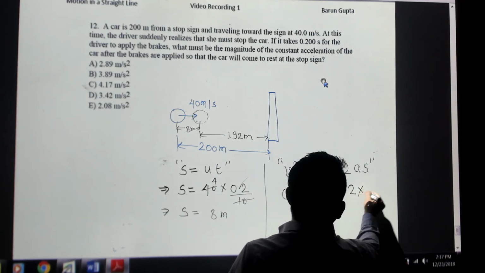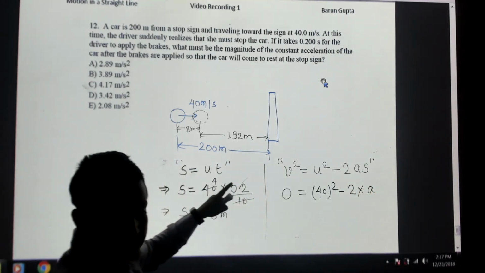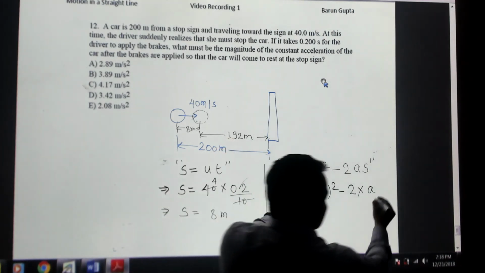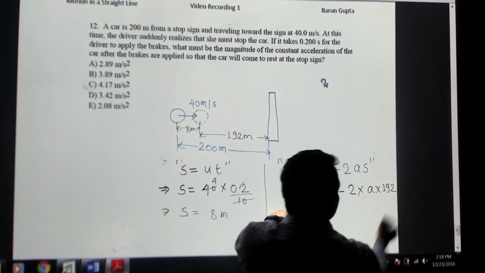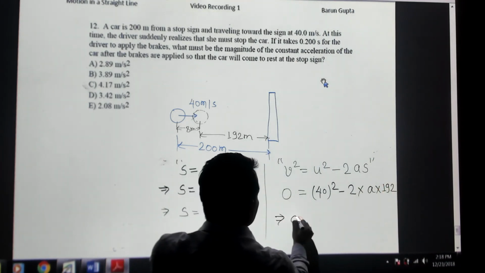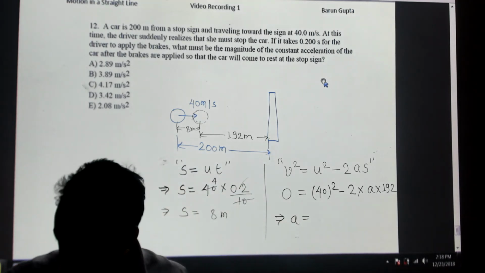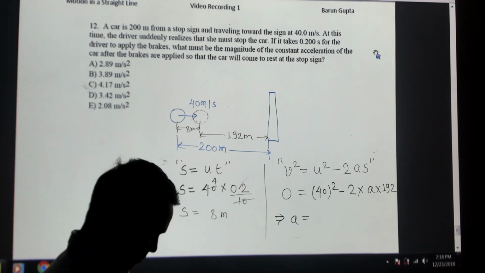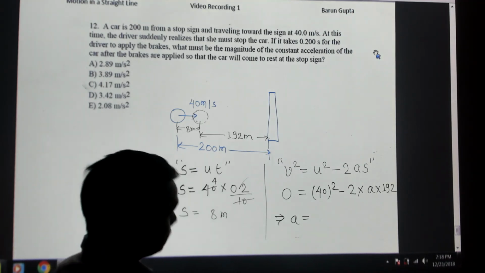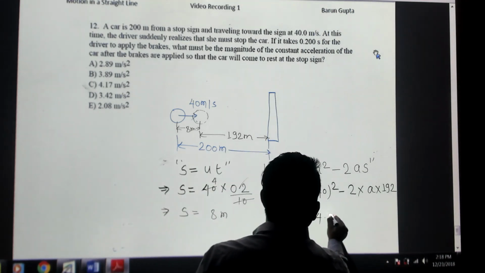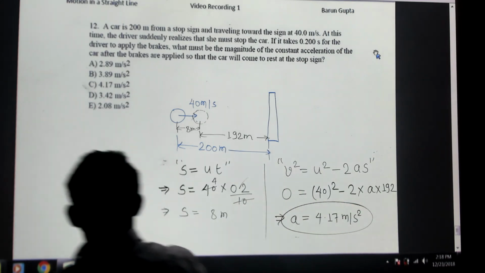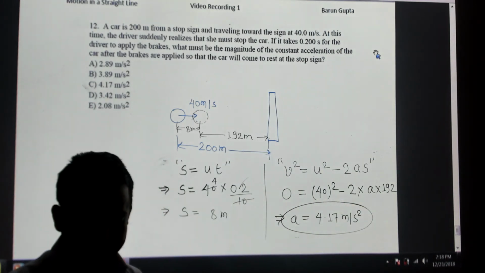Minus 2 times the acceleration you need to find out, and the distance is now not 200 meters, it is only 192 meters. So my acceleration would be, just solve this simple equation, 40 squared over 2 times 192. The answer I got is 4.17 meters per second squared. So this is my answer. The closest answer is C.